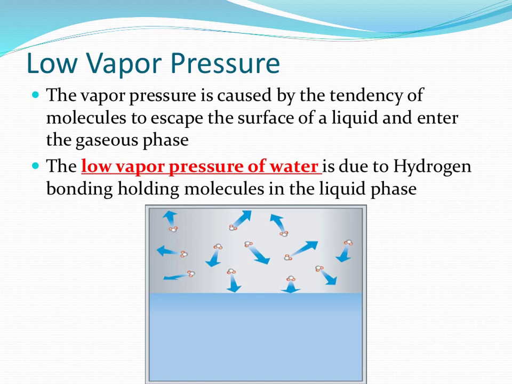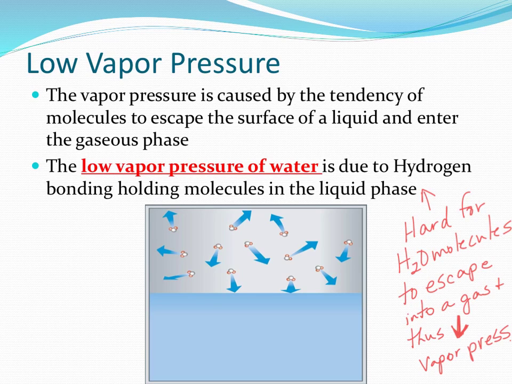Another special property of water caused by hydrogen bonding is water has a low vapor pressure compared to other liquids. Vapor pressure is caused by the tendency of molecules to escape the surface of a liquid and enter the gaseous phase. And so it's the pressure of all those particles that have escaped from the liquid. Now, the low vapor pressure of water is due to hydrogen bonding holding those molecules in the liquid phase. Or in other words, because hydrogen bonding is such a strong intermolecular force, it's hard for those water molecules to escape and become a gas.